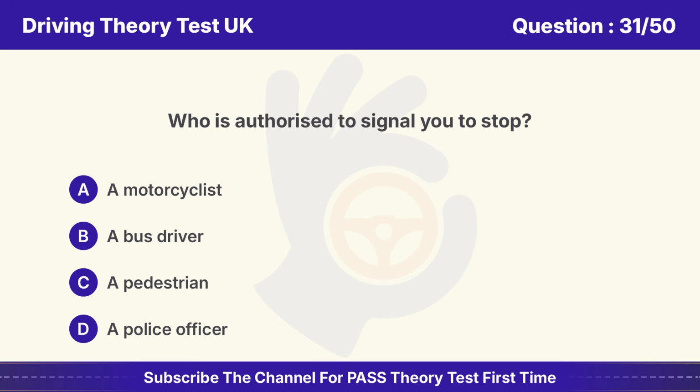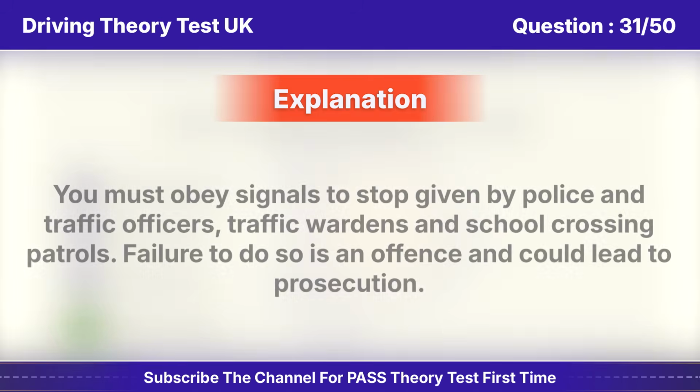Question 31. Who is authorized to signal you to stop? Answer is D. A police officer. You must obey signals to stop given by police and traffic officers, traffic wardens, and school crossing patrols. Failure to do so is an offense and could lead to prosecution.